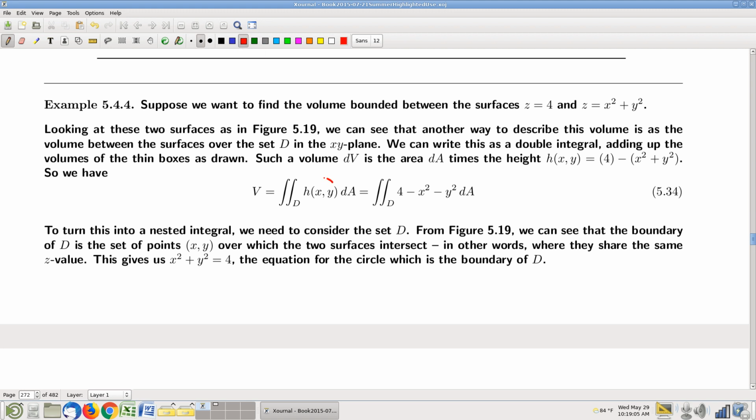That height, 4 minus (x squared plus y squared). Don't forget to distribute the minus. Really easy to mess that up. Okay. Now, next question.